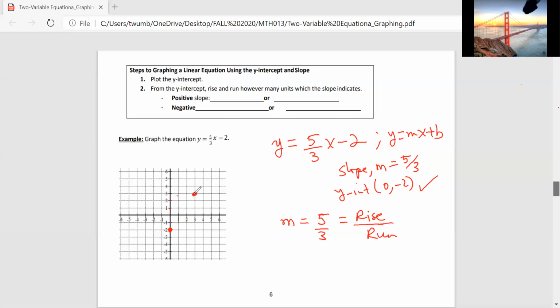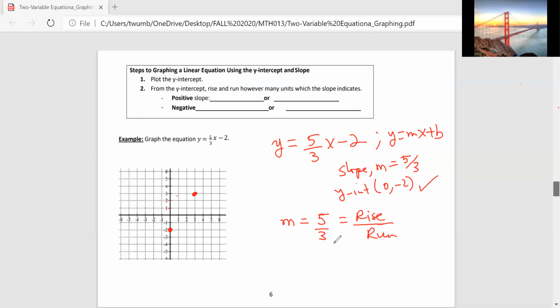So let me go over again. First off, you need to be able to determine what your y-intercept is. And from this particular example here, y-intercept is what? 0, and this number here, which is -2. So we locate that first. 0, -2. This is where my point is.